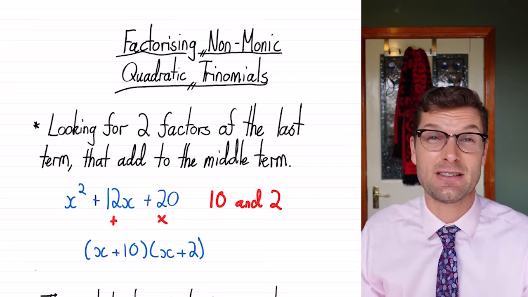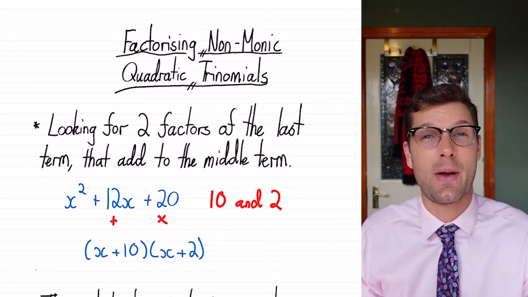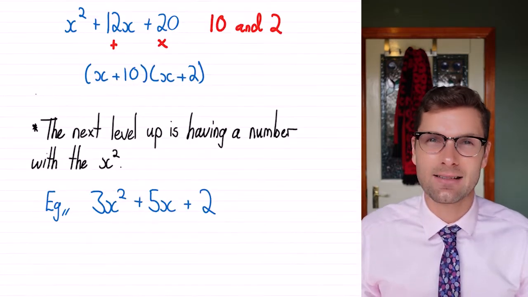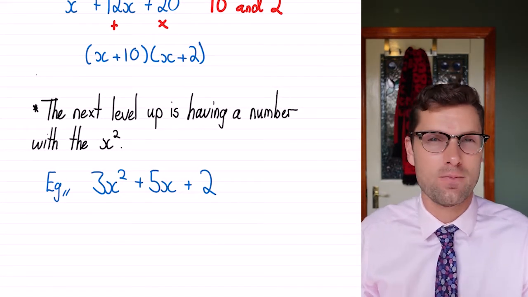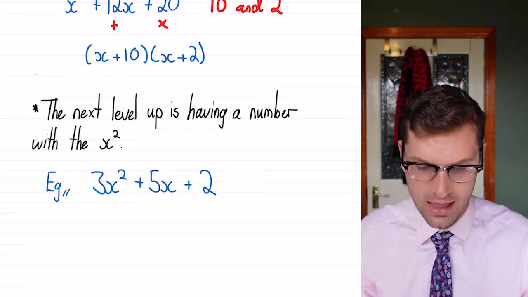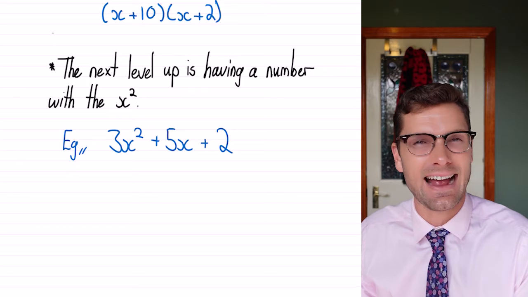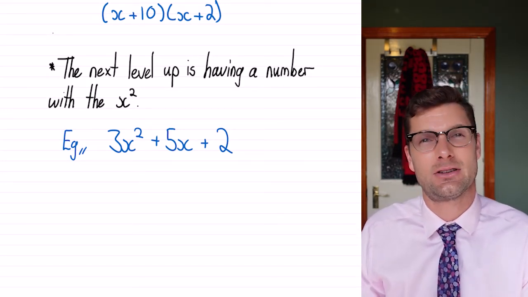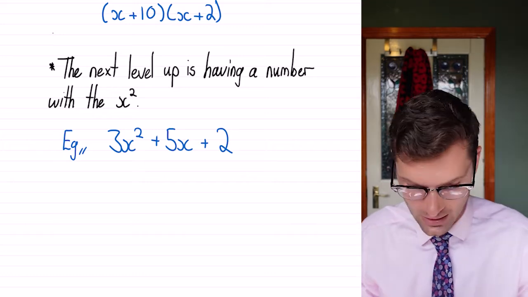But there are some steps in the middle there that can really help out when these get a little bit more difficult. So the next level up is we've got a non-monic, or a number in front of that x squared. The process for this is exactly the same. There's just a couple of tricks that are going to help us get to our numbers a little bit easier.